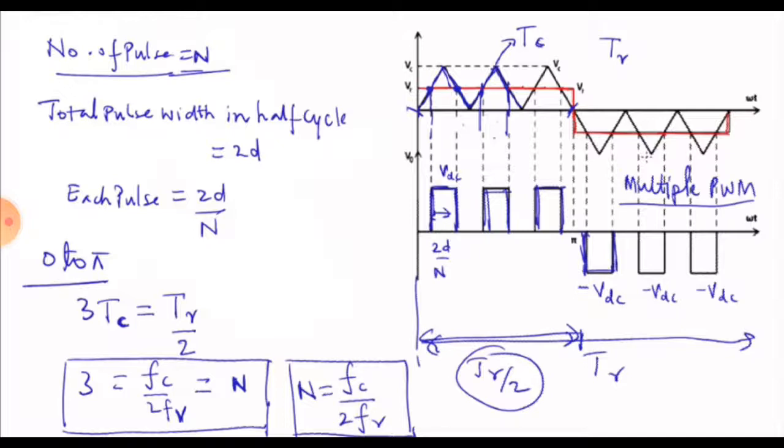We know that frequency is inversely proportional to time period. So 3 upon Fc equals 1 upon 2Fr, or 3 equals Fc upon 2Fr. We can generalize it by placing n in place of 3. So the general formula for the number of pulses we can derive here is n equals Fc by 2Fr.